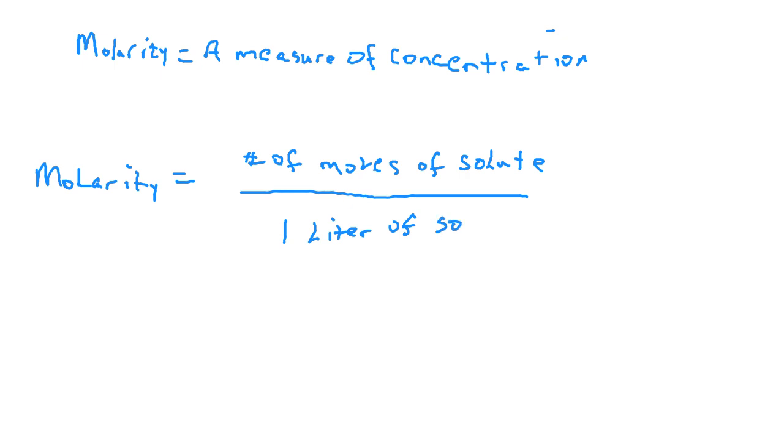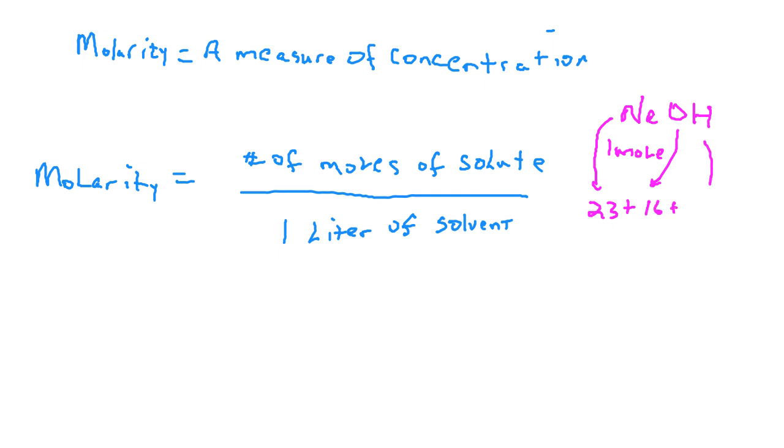So for example, something pretty easy, let's take NaOH. 1 mole of this stuff, well, I need the mass of sodium. If I look on the periodic table, that's 23. Take the mass of oxygen, plus 16, look it up, plus the mass of hydrogen, which is 1. So 40 grams of NaOH is 1 mole.